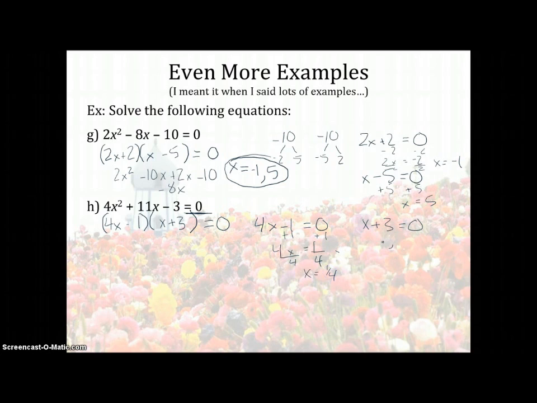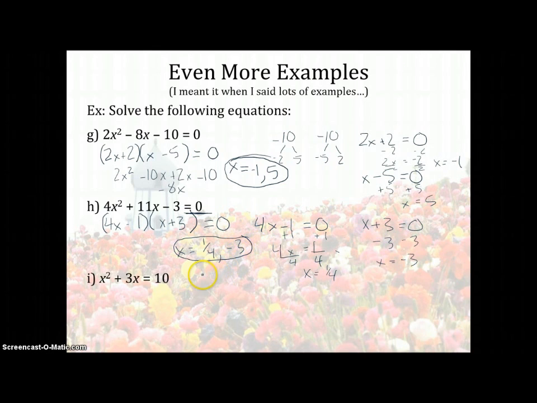Then for this one, again, it's a lot easier. Subtract 3 from both sides, and we'll have x is equal to -3. So our answer for this is going to be x is equal to 1/4, comma, -3. We have multiple answers for this again.